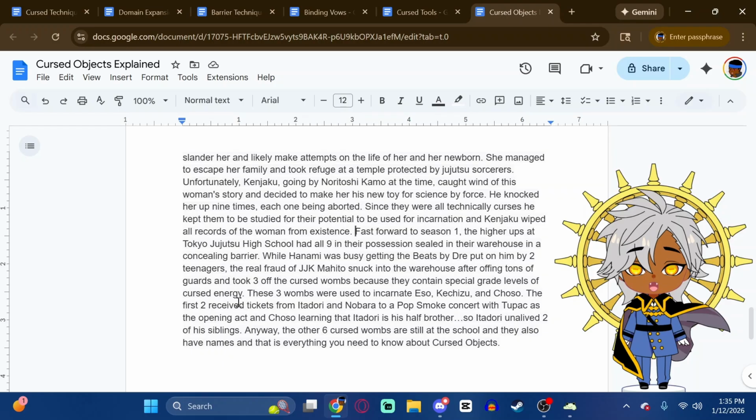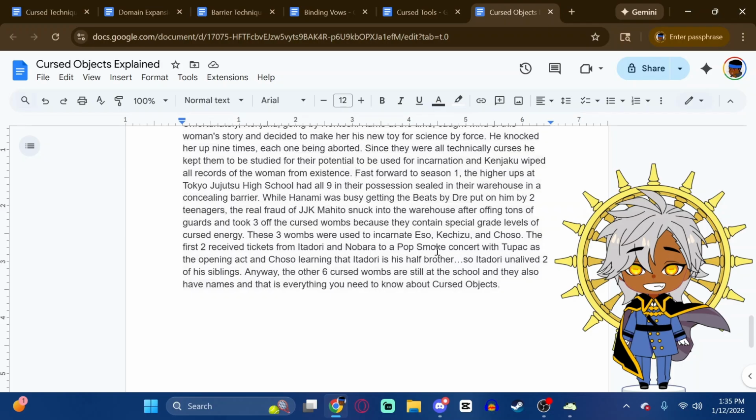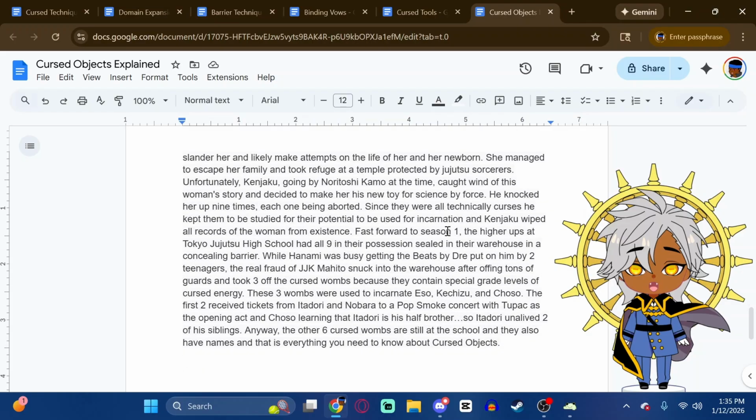So the first two received tickets. I wrote this crazy. Wow, what was my mindset when I wrote this? So I wrote the first two, Eso and Kechizu, received tickets from Itadori and Nobara to a Pop Smoke concert with Tupac as their opening act. And Choso learned that Itadori is his half brother because Itadori is technically, it says drunk or stoned, my guess. Crazy thing is I don't drink or smoke, so I was just built different back in these days. I don't even remember when I wrote this. This was like maybe 2-3 years ago.